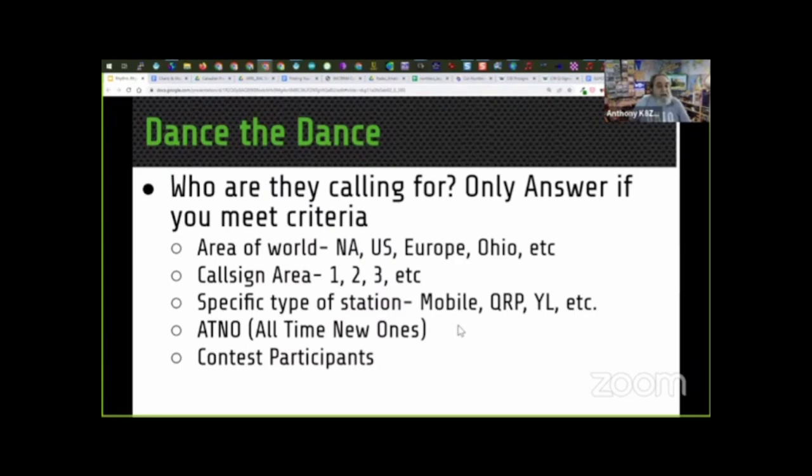If they say CQ and they're saying ATNO, or all-time new one, that means they're a rare DX station, and they only want you to call if you've never worked that country before on any band or mode. So when they say ATNO, that doesn't mean that you want to get the 6th band with them. So you want to quickly answer. They want to get stations who've never worked that country or that entity.